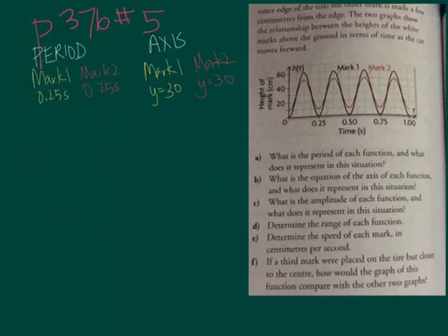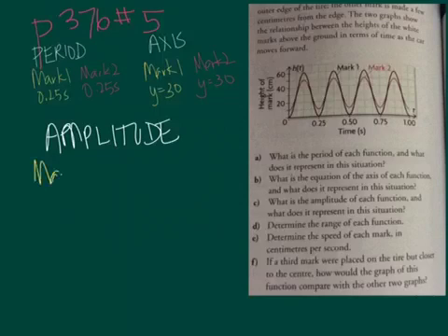The amplitude is the distance from the axis to the maximum or from the axis to the minimum. So looking at Mark 1, the center line is 30 and the maximum is 60, so the amplitude is 30. Looking at Mark 2, the axis is also 30 and the maximum is 50, so our amplitude then is 20.